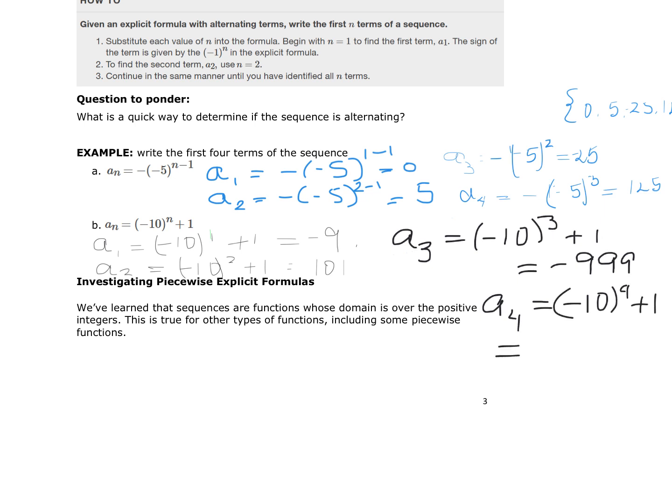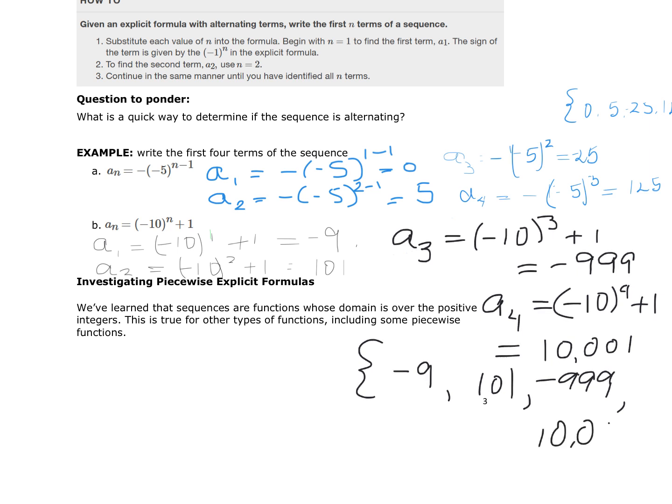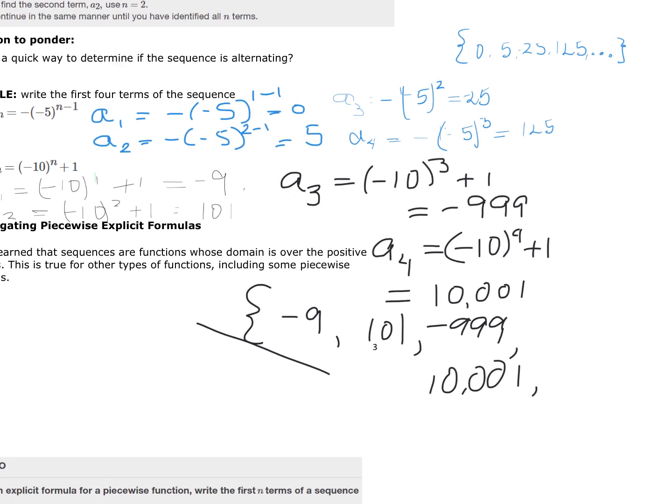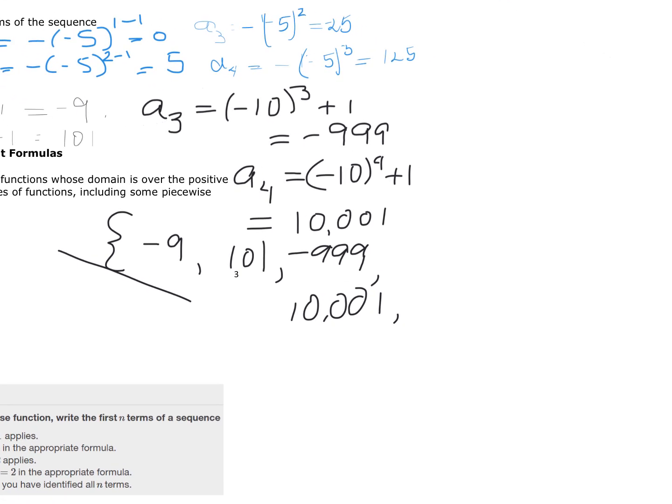So this is going to give me 10,000 plus 1, so 10,001. So this would be negative 9, which is a negative number, to a positive 101, to a negative 999, and then to a positive 10,001. And I know that the next term, of course, would be negative because that's the way it's alternating. And so my next term would be a negative, and I'm just going to write it like that, showing that it's going to continue on in that direction.